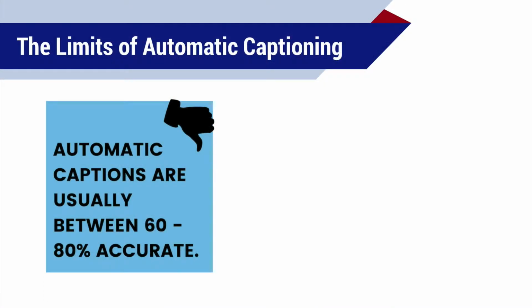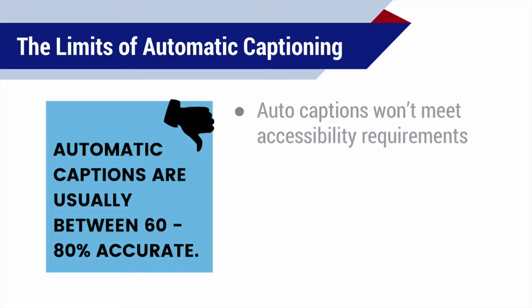In the example we just looked at, speech recognition technology was used to automatically create the video captions. As you saw, automatic captions generated by computers can be enough to get a general idea of what's going on in the video, but their overall accuracy is usually only between 60 and 80%. That means automatic captions won't meet the 99% accuracy requirement for accessibility.